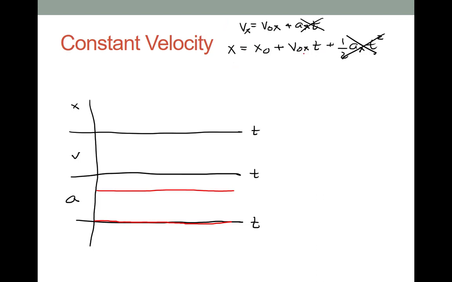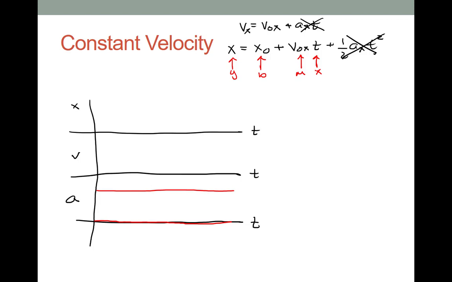Our position graph takes a little bit more effort to look at, but if you look at it closely, you'll realize this is the equation for a line. On the y-axis is our position, x naught is the y-intercept. v naught x, or in this case just v because it is a constant velocity, is the slope, and t is on the x-axis. So notice the two equations both have x's in them, but they're not serving the same purpose. So we have y equals mx plus b.